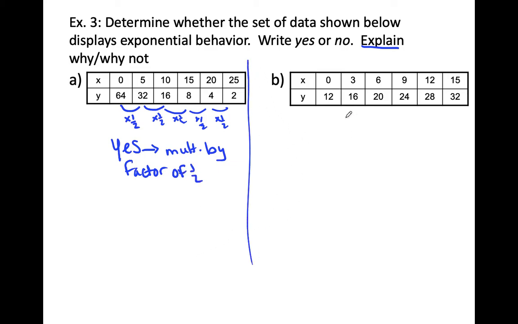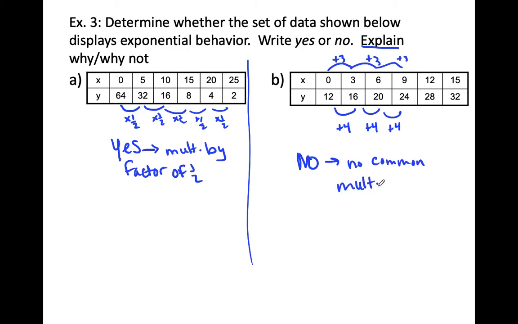Okay, letter B, if you look at this one, 12 plus 4 gives you 16, 16 plus 4 gives you 20, 20 plus 4 gives you 24, and so on. 0 plus 3, 3 plus 3, 6 plus 3, that will give you a slope. So it's a constant slope. They're changing by 4 and 3 by addition. There's no multiplier. We're not multiplying 12 by anything. So this would be no, and the reason would be there is no common multiplier. And if you don't write common, that's fine. There's no multiplier because they're adding 4 each time.